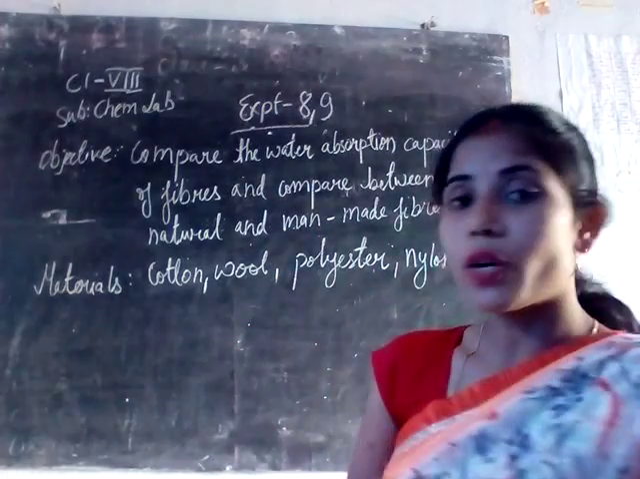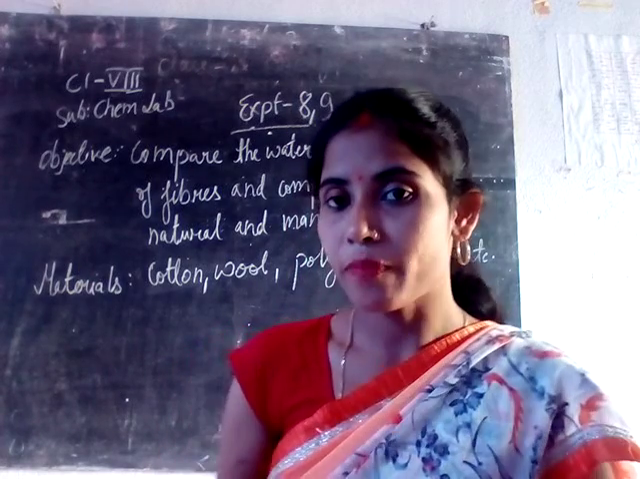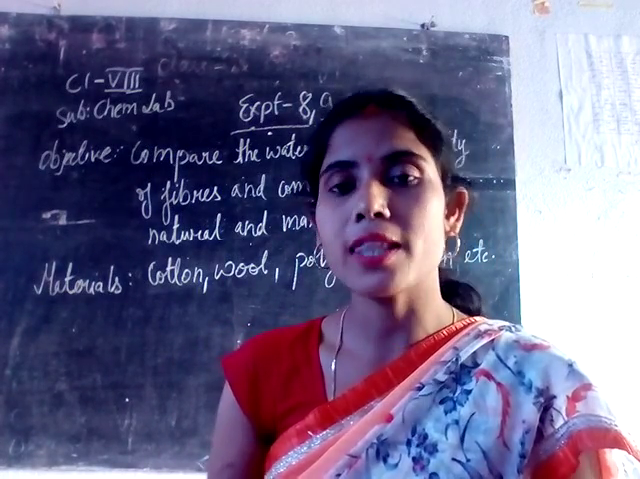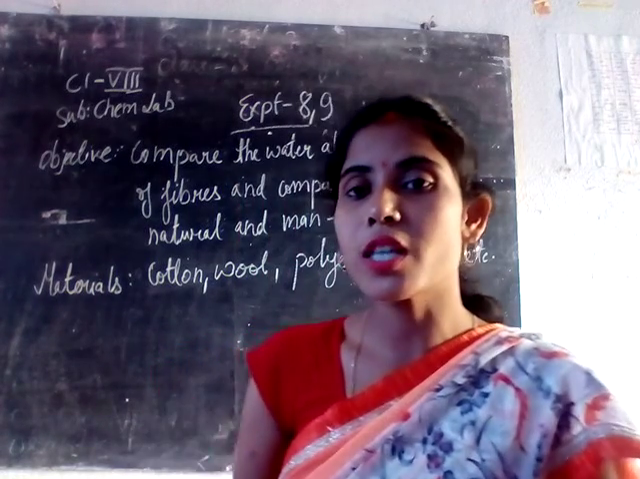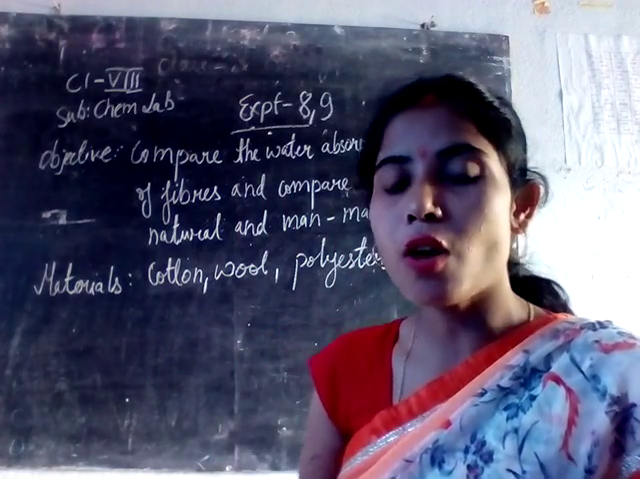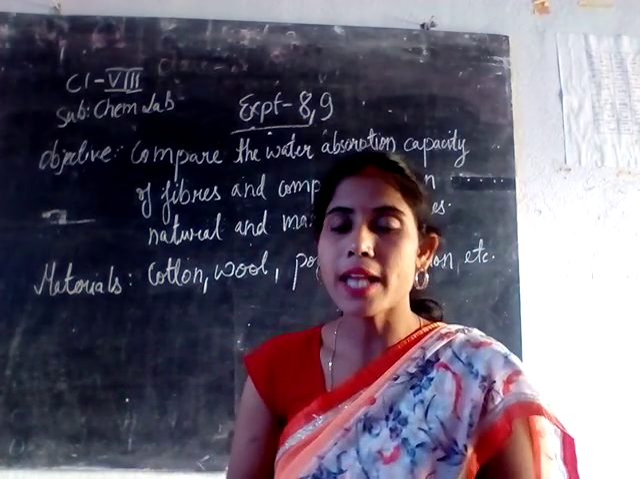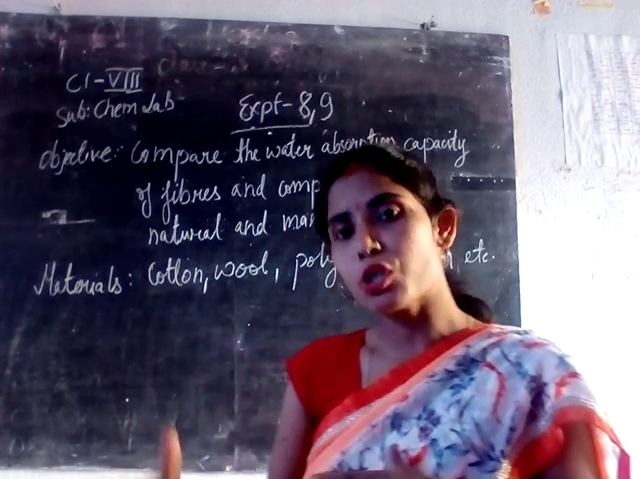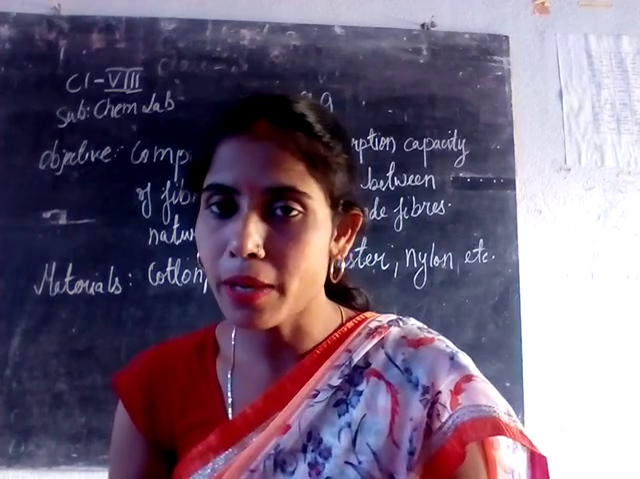In this video, we are going to perform your chemistry lab. That means we have combined two experiments together. The first experiment is experiment number 8, where you have to see the water absorption capacity of the fibers obtained from plant fibers, animal fibers and synthetic fibers. And in experiment number 9, we have to distinguish between the natural fibers and the man-made fibers.